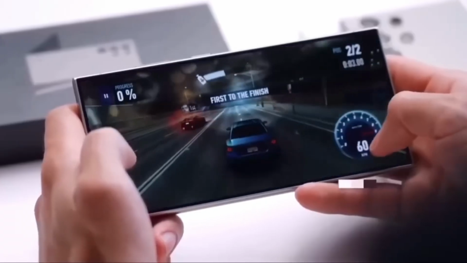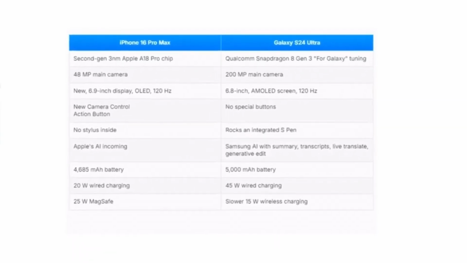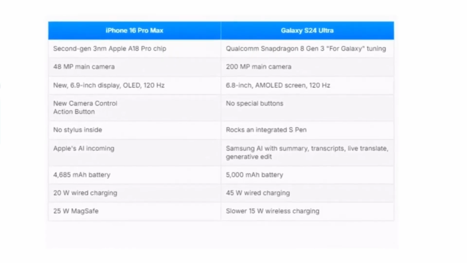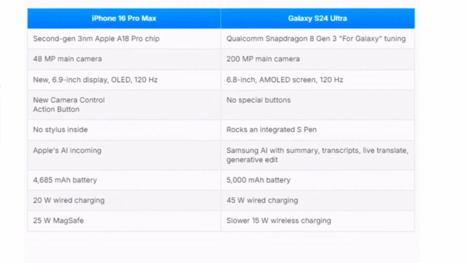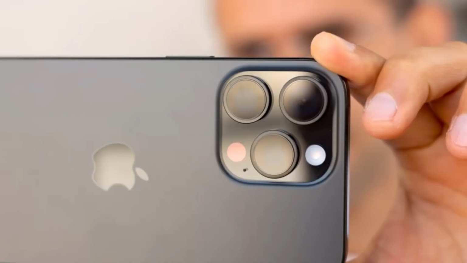When it comes to charging, Samsung takes the lead. The Galaxy S24 Ultra supports 45-watt wired charging compared to the iPhone's 20-watt charging speed. Samsung also has reverse wireless charging, which allows you to charge other devices like earbuds on the back of your phone, something Apple's iPhone 16 Pro Max doesn't offer.